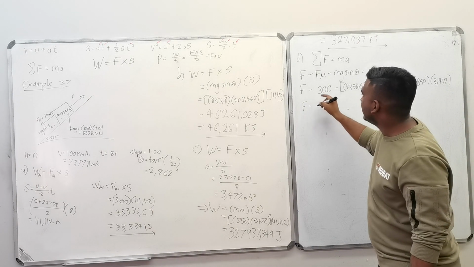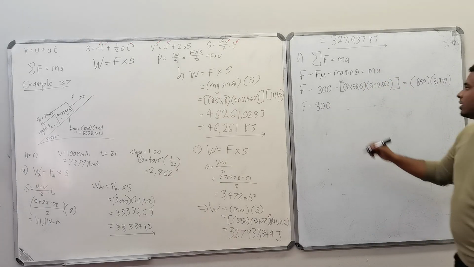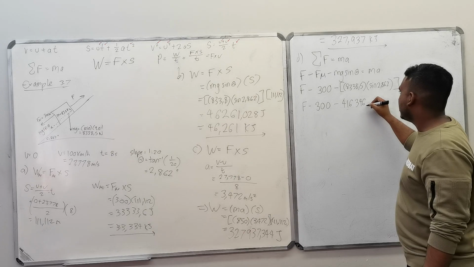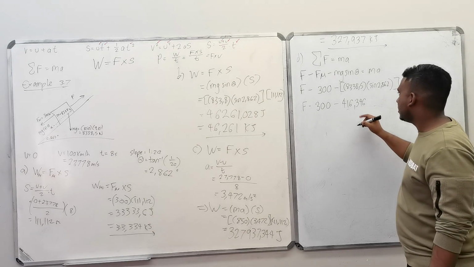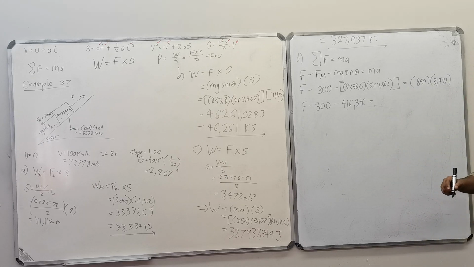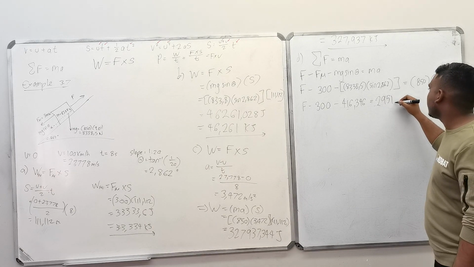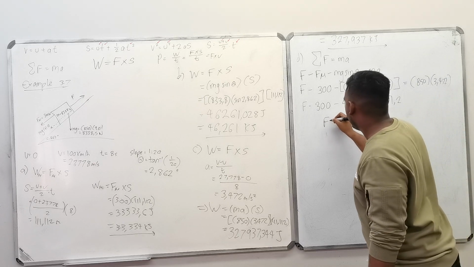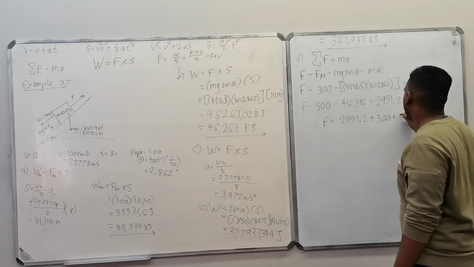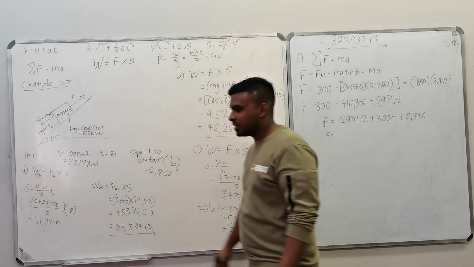Okay, let's do each part. This is 300. This here is 416.346. Equal to, and then this here, 850 times 3.472, is 2951.2. So F would be equal to 2951.2 plus 300 plus 416.346. And what is your F equal to? That's the next question.